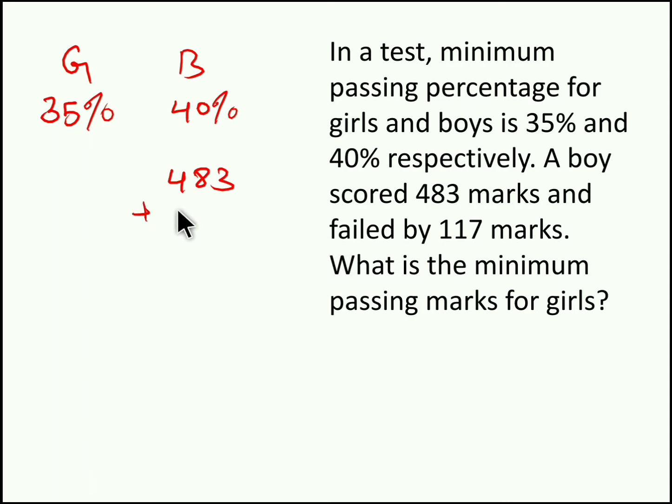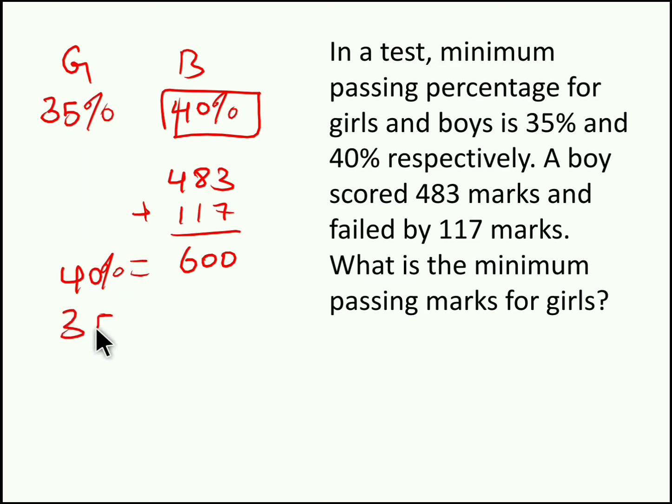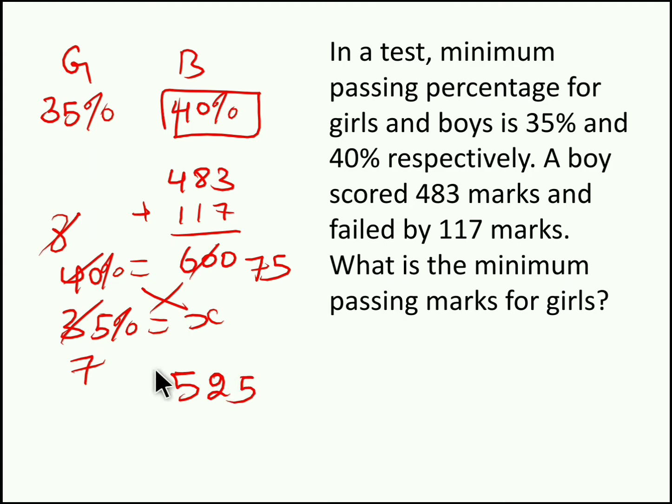So if he scored 117 marks extra, he would have passed the examination, which is nothing but 600 marks. So the 600 marks is nothing but 40% of the marks. So if 40% is 600 marks, you have to find 35% marks, because 35% is nothing but the passing marks of girls. So 35% is x. So when you cross multiply, you get x value equal to 525. So 525 is nothing but the passing mark of girls. Hope you understood the problem, right?